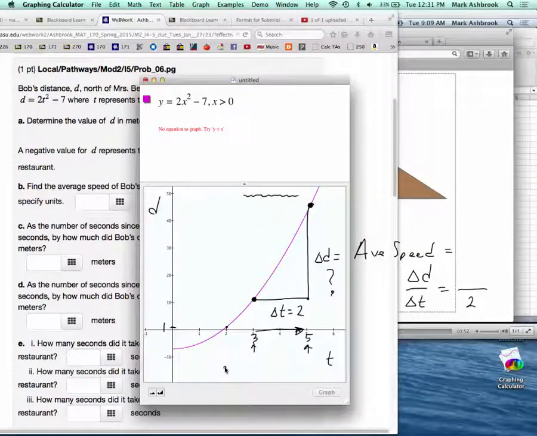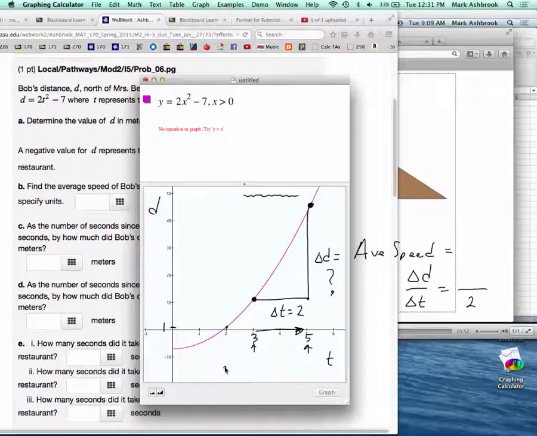Okay, I'm making a big deal about this because this is a very common mistake that students make. They get the change in time and they say, oh, I can just put it into the distance time formula to get the corresponding change in distance. That's not what that formula does. That formula gives you an actual distance from the restaurant for a given time. So it gives you this 1 here. That's 1 meter north of the restaurant.